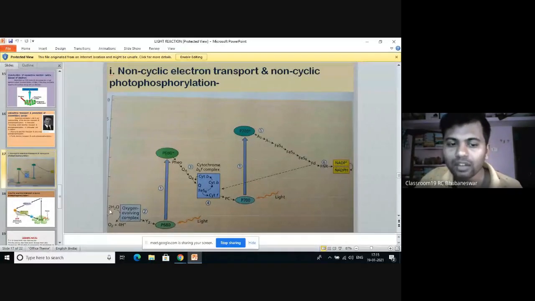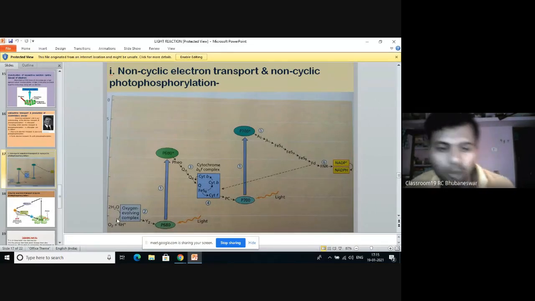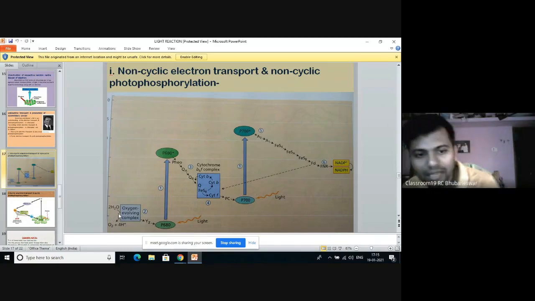This electron deficiency in pigment system 2 is filled by electrons coming from water. Water, in the presence of a protein complex known as the oxygen evolving complex, breaks to form oxygen, protons and electrons. The protons come into the lumen, whereas the electron now comes to photosystem 2.